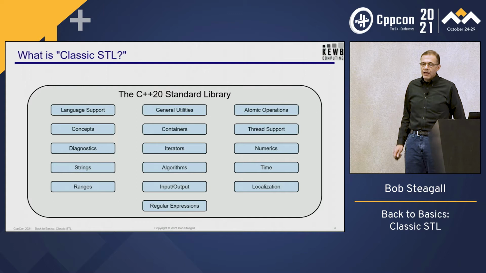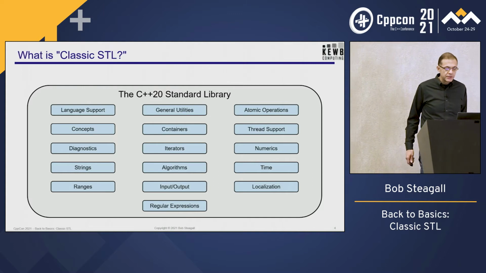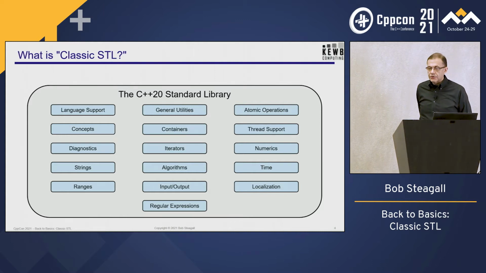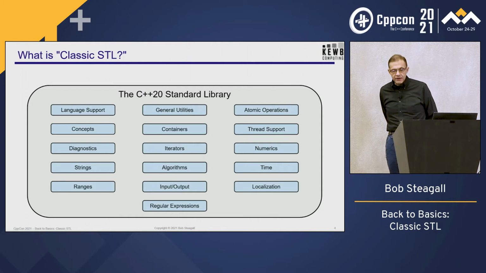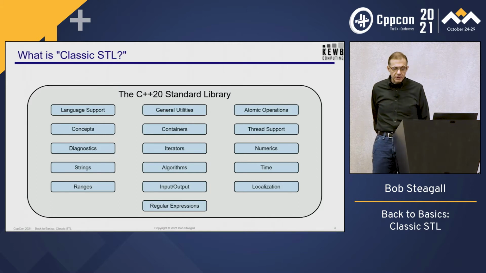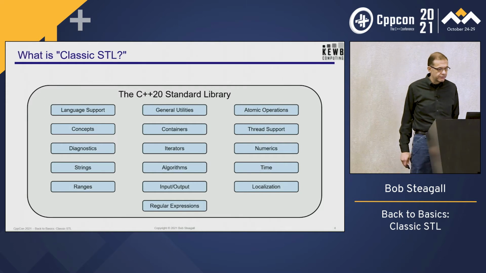So what is the classic STL? By my count, the C++20 standard has 16 chapters, 16 sections in the library. The whole document is about 1,700 pages long. 450 pages of those describe the language, and it takes almost 1,200 to describe the library itself.